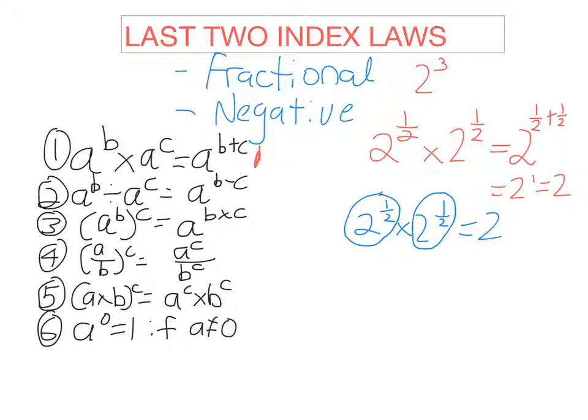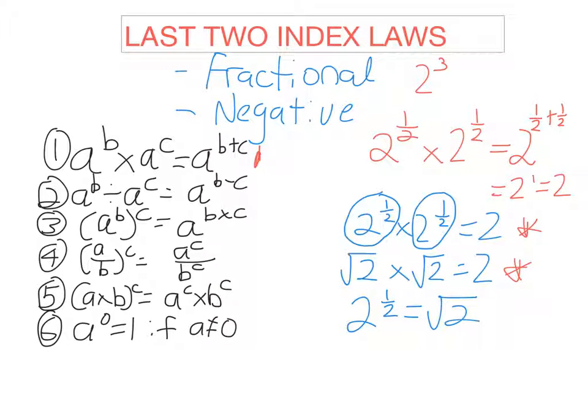That number is 1.4142 and so on. It's irrational. We write it usually like this, root 2. I know that root 2 times root 2 equals 2. Root 2 times itself equals 2. So what does this mean? It means that if this is true at the same time that this is true, then it must be the case that 2 to the power of a half equals the square root of 2, right?